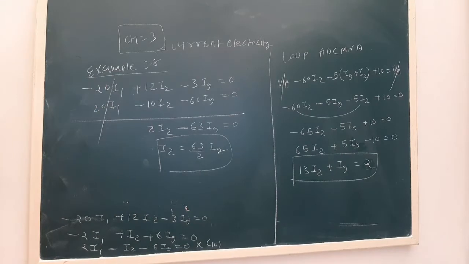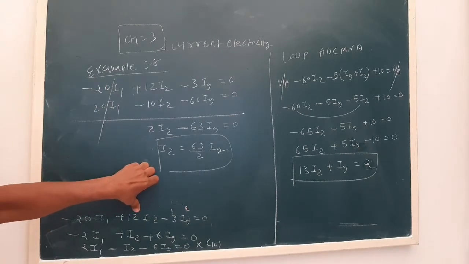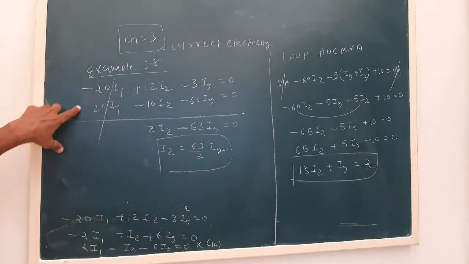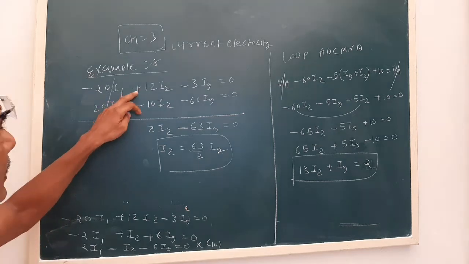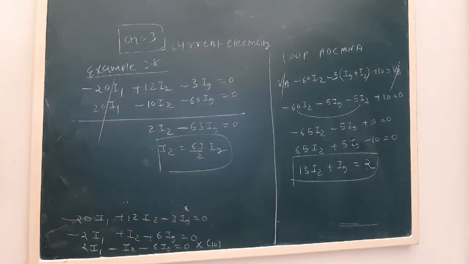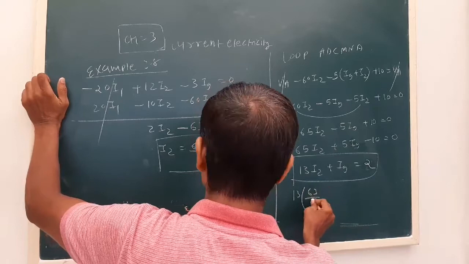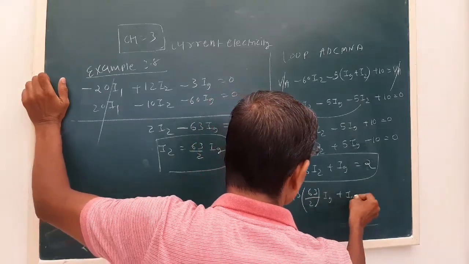Again we take the equations: minus 20 I1 plus 12 I2 minus 3 IG is 0, and another equation, minus 2 I1 plus I2 plus 6 IG is 0. I can write 2 I1 minus I2 minus 6 IG is 0, multiplying with minus 1. We have to eliminate I1, so if I multiply by 10 here, 20 I1 minus 10 I2 minus 60 IG. This I1 will get cancelled, so 2 I2 minus 63 IG is equal to 0. The I2 we are getting, so 13 into 63 by 2 IG plus IG is 2.